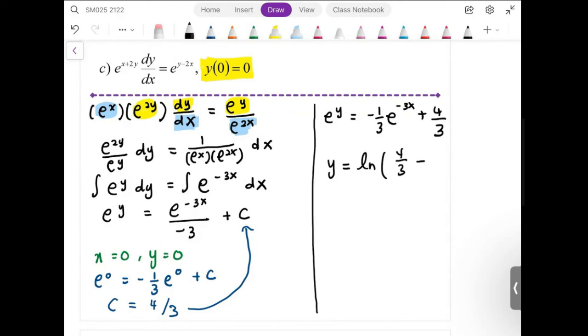Saya tulis positif yang depan lah. 1 as 1 over 3 e to the power of 3x. Okay. Settle. Itu contoh particular solution. Extra step dia sikit je. Find value of C, substitute C back into our equation. Okay. Settle. Now, kita pergi last question for separable variable. Saya proceed.